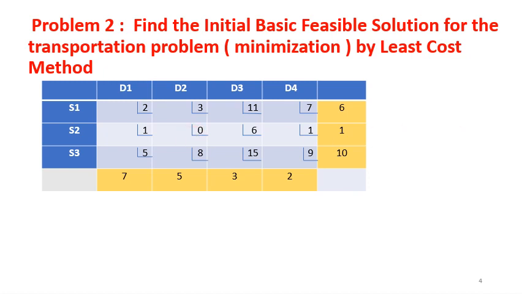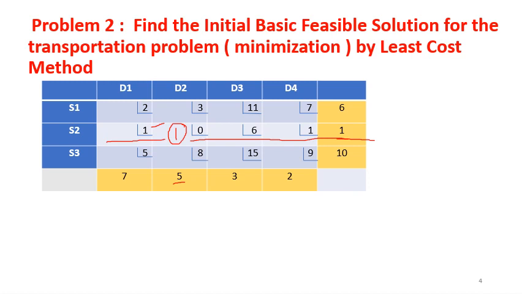How much will you allocate to S2D2 now? Once you have identified S2D2 as the cell with the least cost, you can see here D2 has a requirement of 5 and S2 has a capacity of 1. Supplier S2 has an availability of 1 and customer D2 has a requirement of 5. So S2 can only supply 1 here, not more than 1, because S2's capacity is 1. So you allocate 1 unit to D2. S2 will transport 1 unit to D2. So the capacity of S2 is fully utilized here.